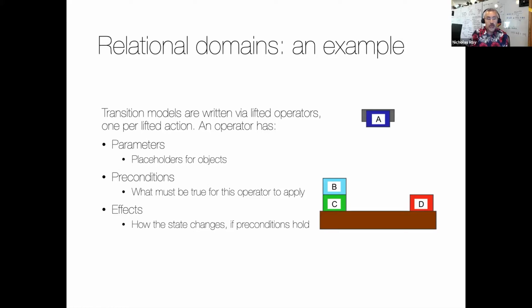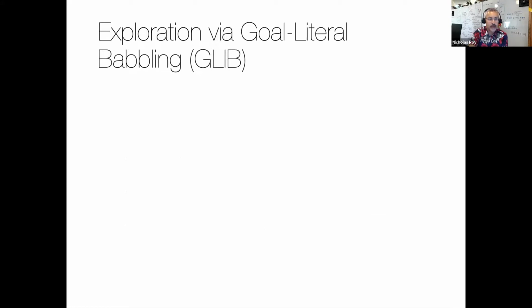And so the transition models are written perhaps via lifted operators. And in this case, in a lifted domain, the operator has placeholders for objects. And of course, the actions have preconditions that must be true for the operator to apply, and effects that describe how the state changes if preconditions hold.